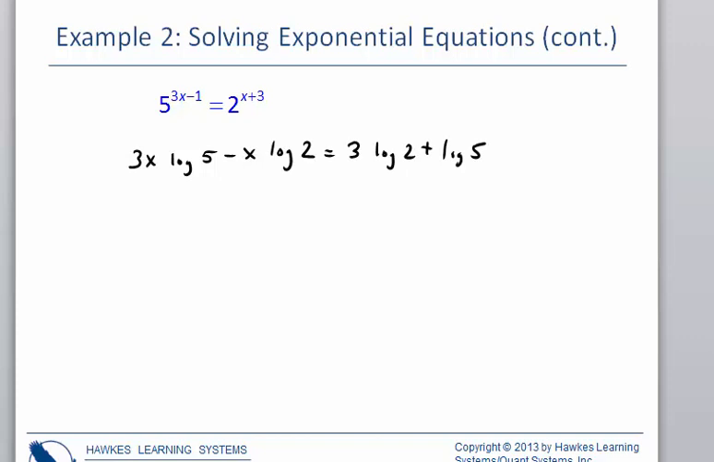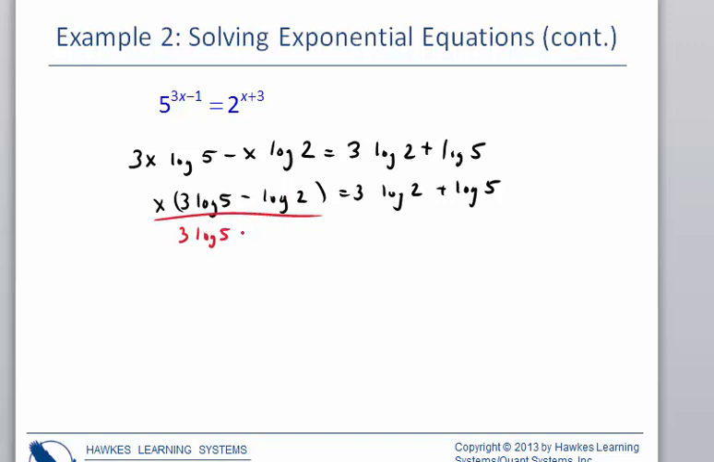We're going to now factor an x out of the two terms on the left. So we're going to pull that to the front. When you pull an x out of the first term, you're going to be left with 3 log 5. Pull an x out of the second term, you're going to be left with log 2. And we're going to leave the right-hand side as it is. And then we're going to divide. So we'll divide both sides by everything over here that is not an x. So divide by 3 log 5 minus log 2.